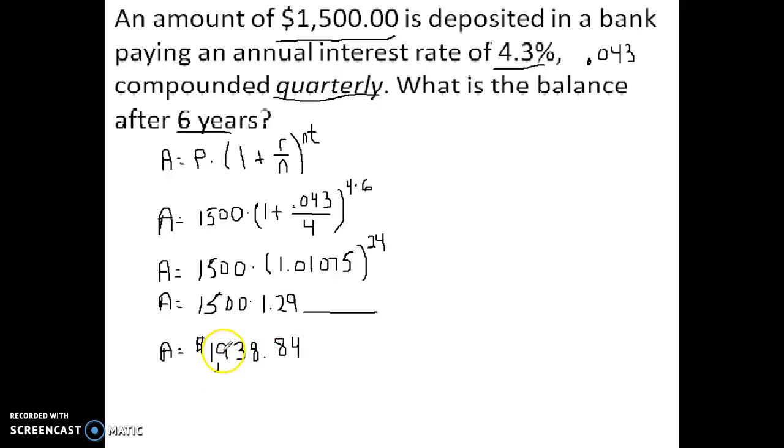$1,938.84. Alright, now I said you want to round to the nearest penny, unless it's specified to you otherwise. Sometimes it may ask you to round to the nearest dollar, and you want to do that as well.